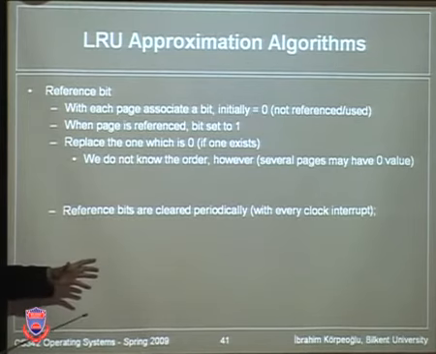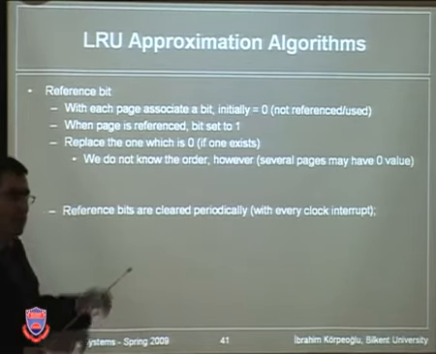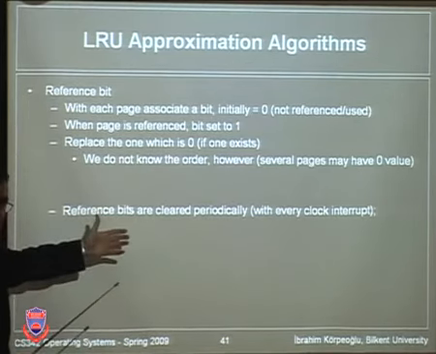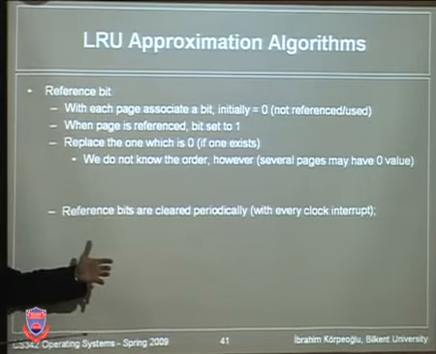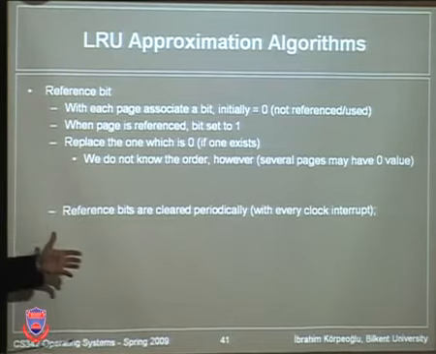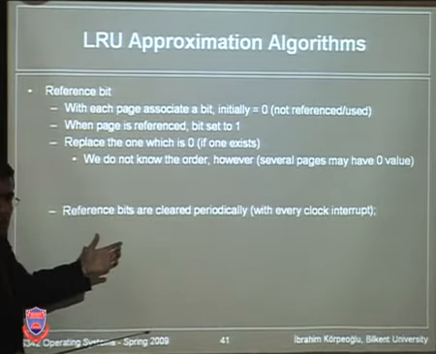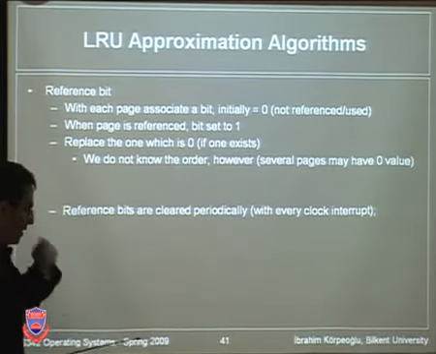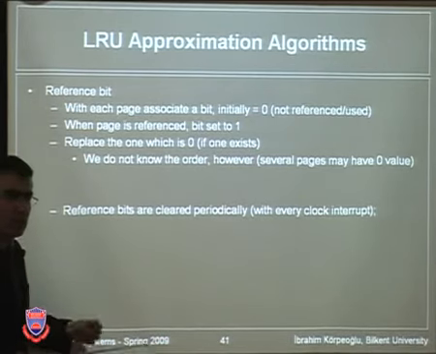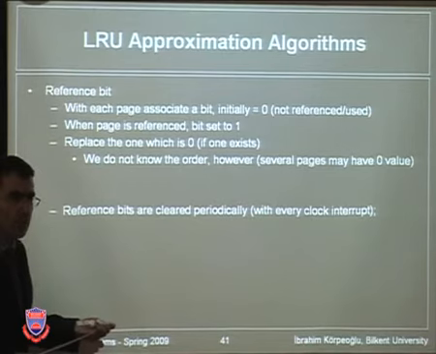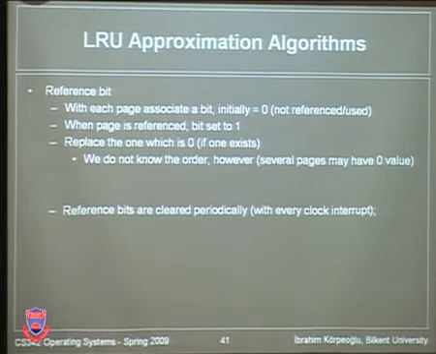So when a page fault occurs, at that time, you will see that some of the pages are referenced, their reference bits are 1, some of the pages are not referenced, their reference bits are 0. So then you will select a page whose reference bit is 0. That means that page has not been accessed since the last clock interrupt. So this is, of course, a very crude approximation.